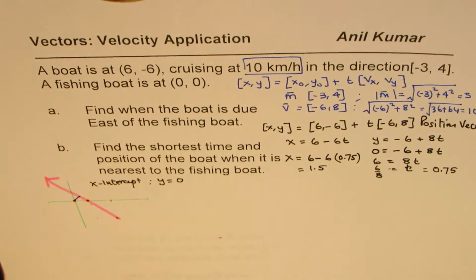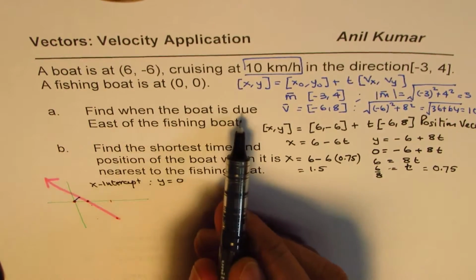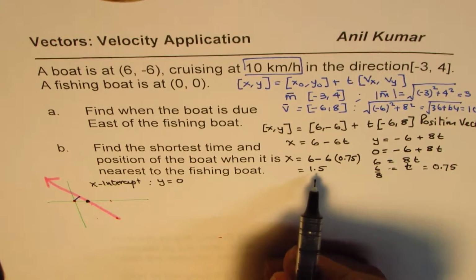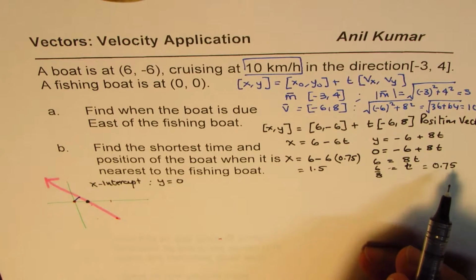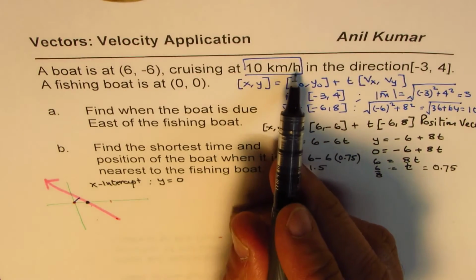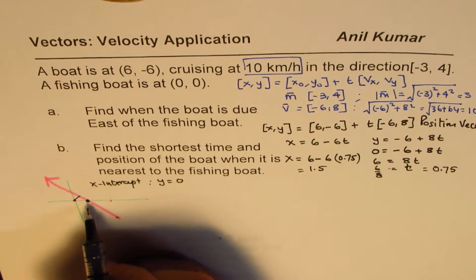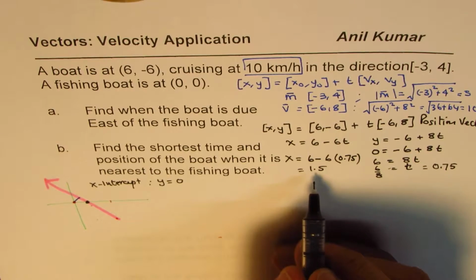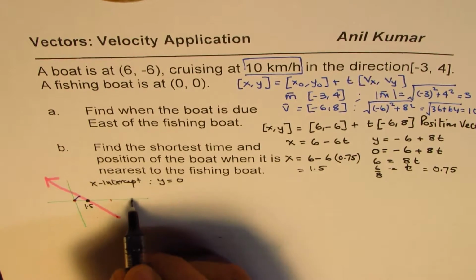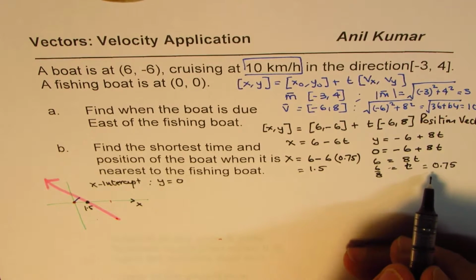Okay, we'll work with decimals. Find when the boat is due east. So this is your position, but time is 0.75. Now what are the time units? Kilometers per hour, so the units are hours. And we also found the position, which is 1.5. So this point is 1.5. Time is 0.75, let's convert to hours.